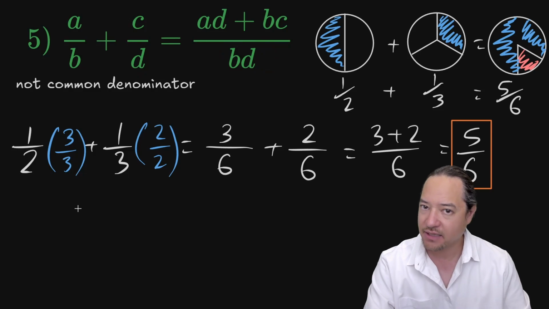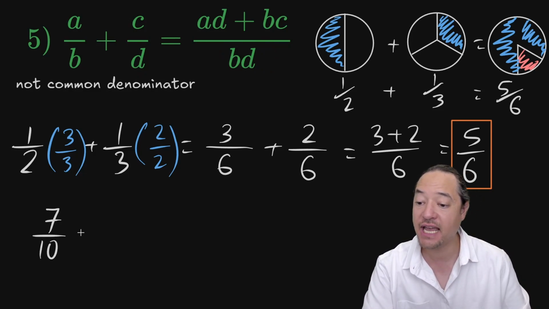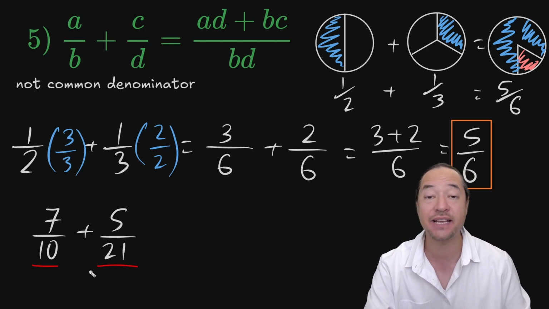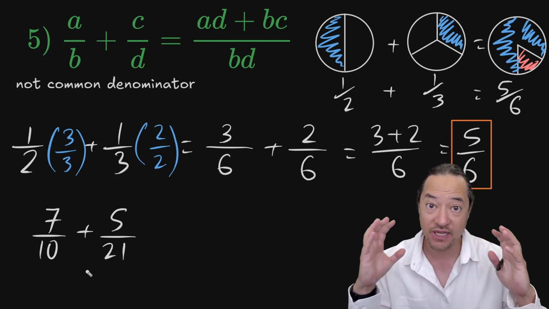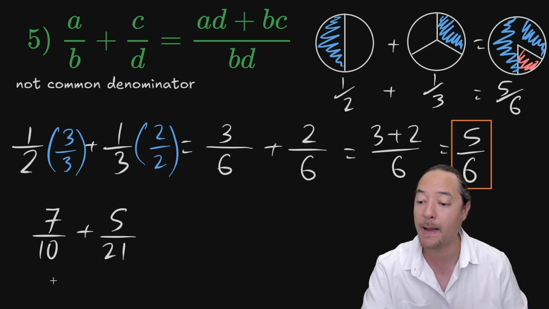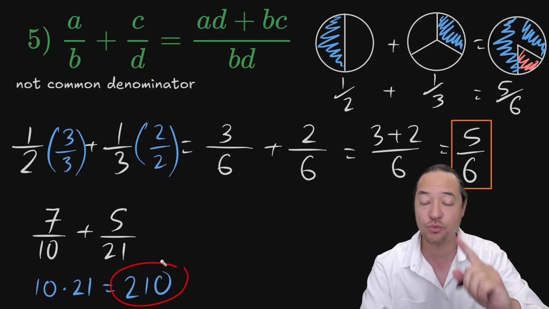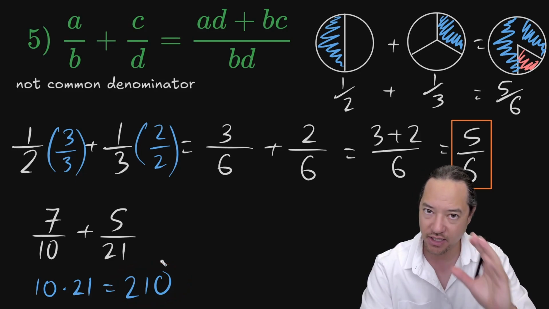Let's look at a slightly more difficult example here. What if we have 7/10 plus 5/21, and we're going to add these two fractions? Of course, they do not share a common denominator, so we must transform them into some other fraction so that those two fractions do share a common denominator. And the way we're going to do that is we're going to multiply 10 times 21. That gives us 210. So 210 is guaranteed to be a good number to use here so that we can transform both of these fractions into something that share a common denominator.